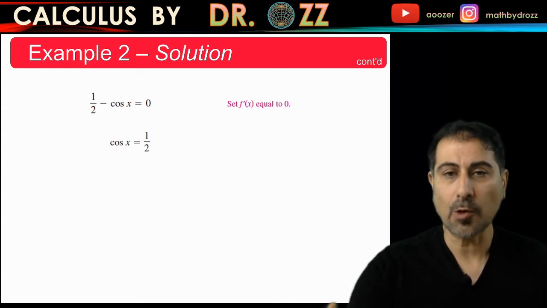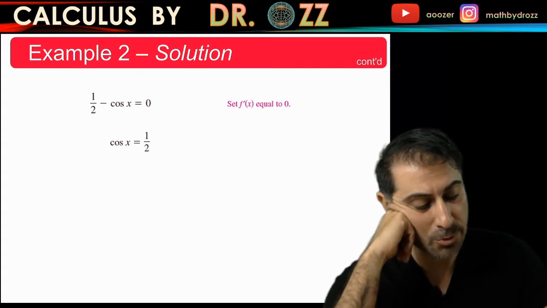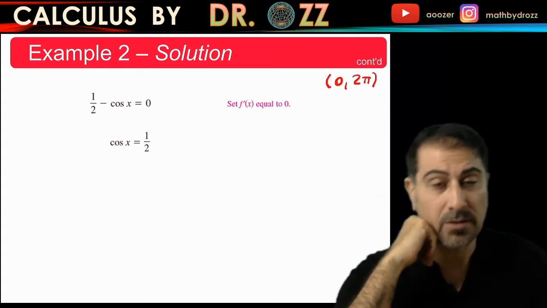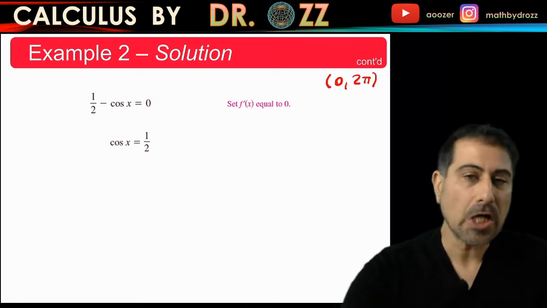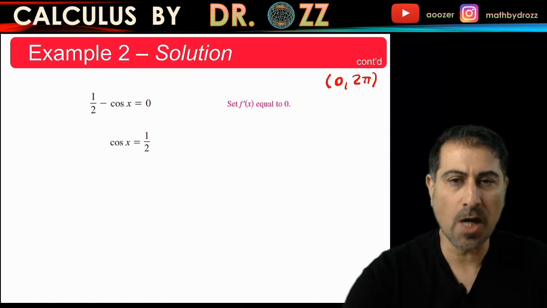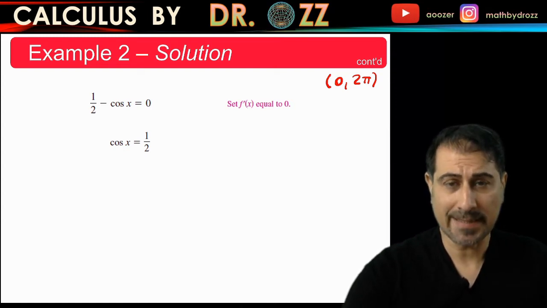In other words, cosine x equals 1/2. Remember that we are on the interval 0 and 2 pi. So let me also write this down here. We're looking for cosine x attaining the value of 1/2. First off, cosine is positive.